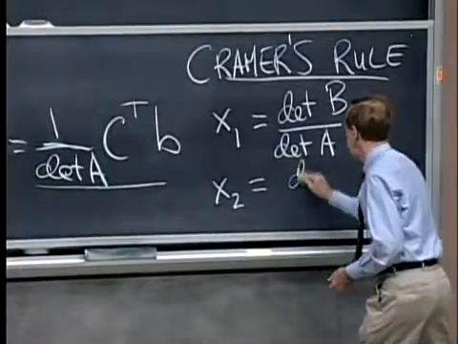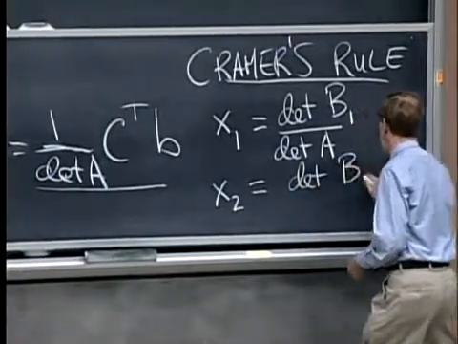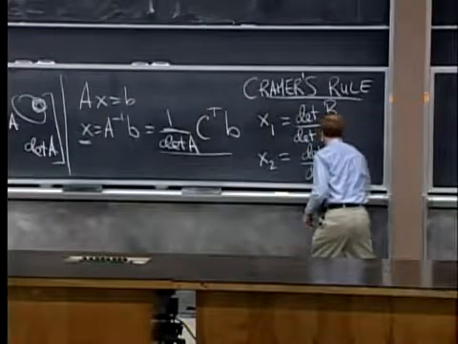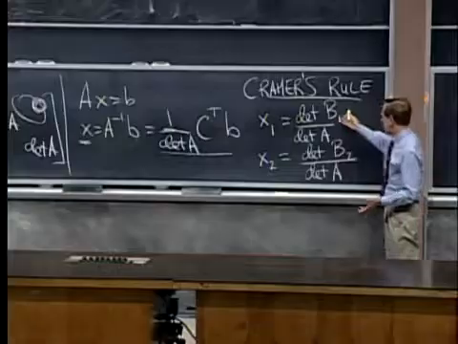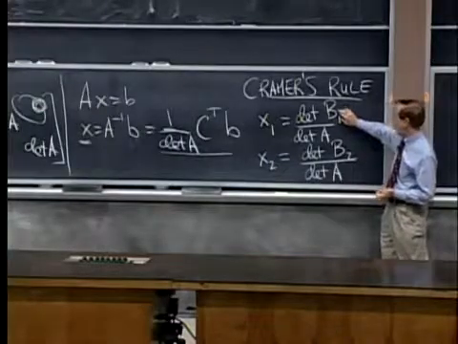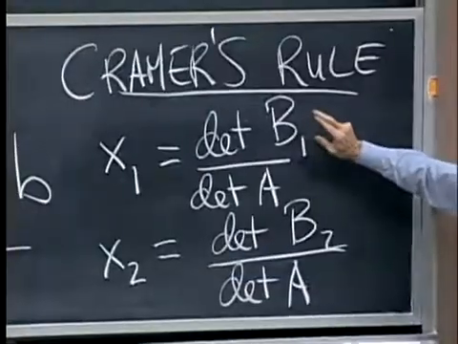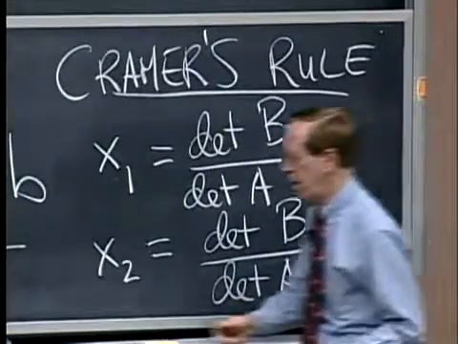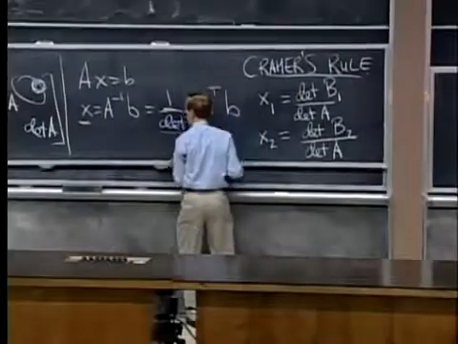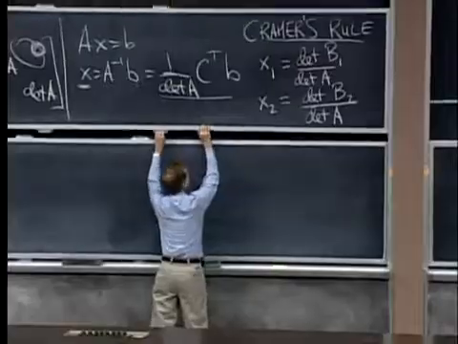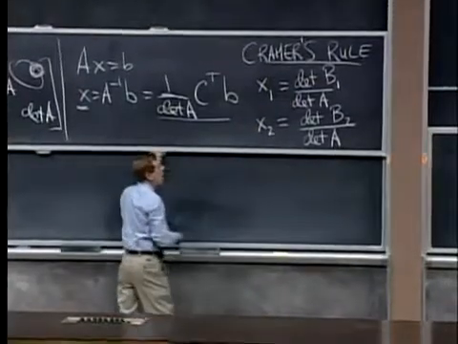X2 will be the determinant of some other matrix, B2, also divided by the determinant of A. So now Cramer just had a good idea. He realized what matrix it was, what these B1 and B2 and B3 and so on matrices were. Let me write them on the board underneath. Okay. So what is this B1?